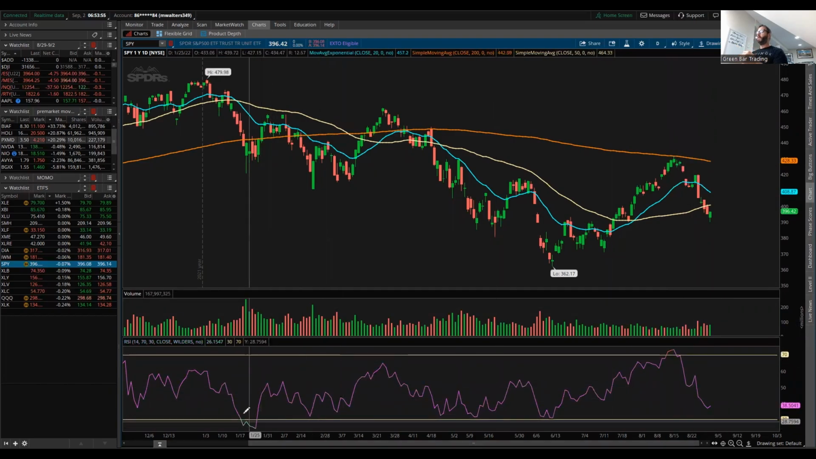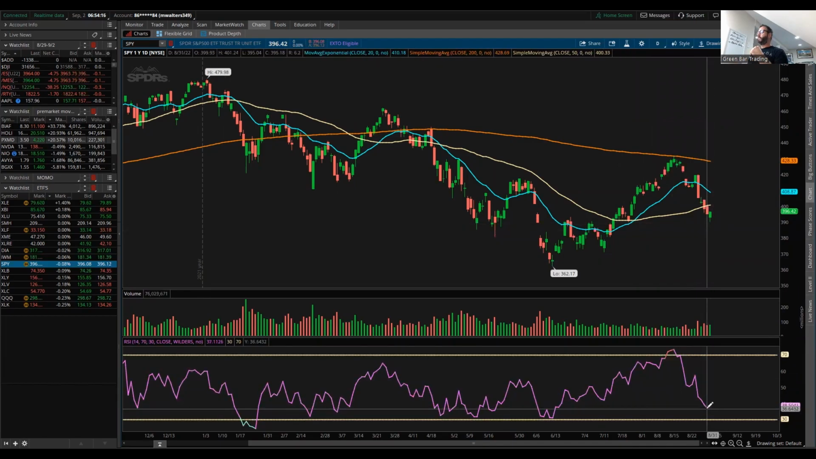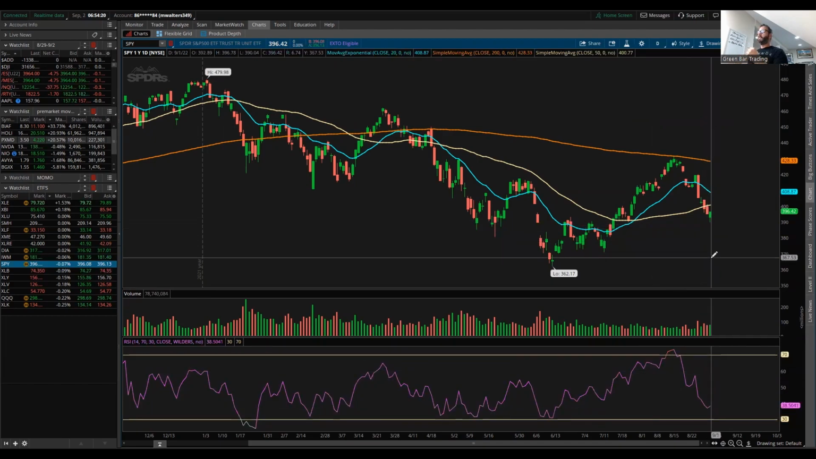The RSI always comes up from oversold, comes down from overbought over time. Remember, this is a bigger time frame. So the RSI was overbought here, and we saw the market come back down. Now, yesterday, the market was getting really towards that oversold area, and we saw a nice bounce.